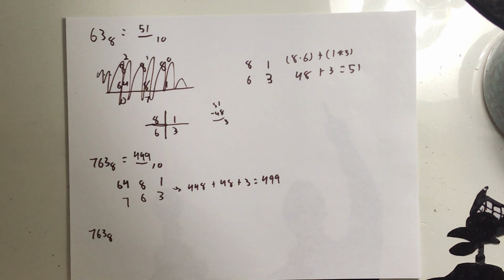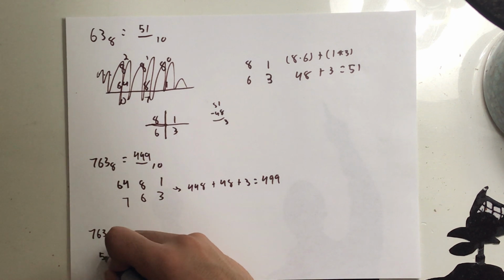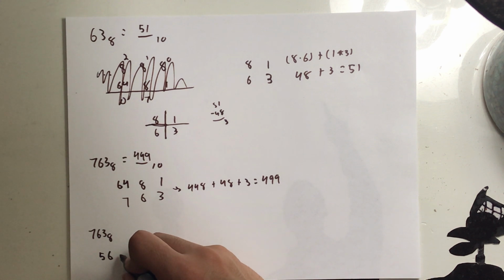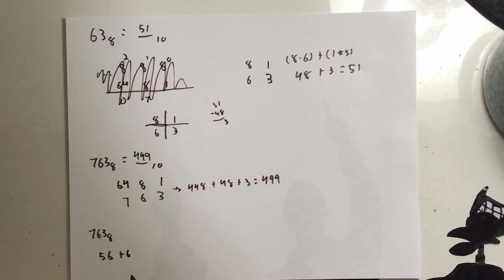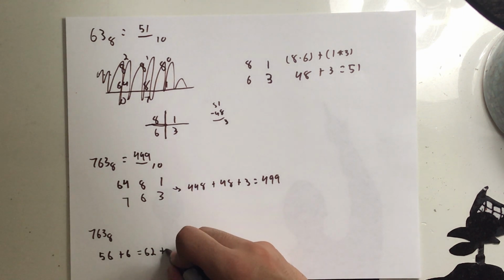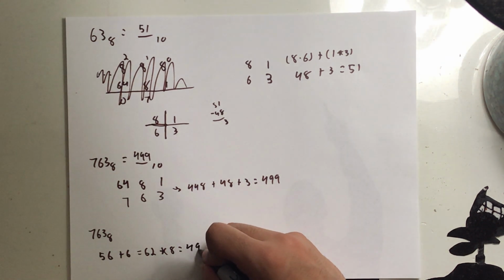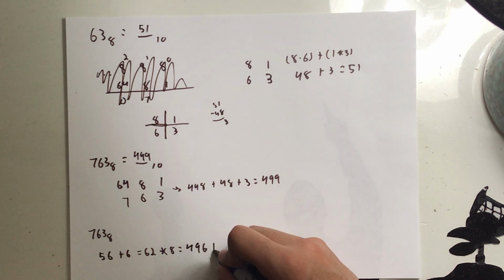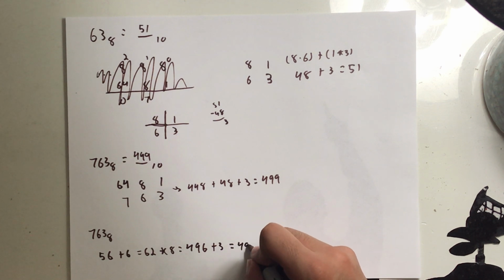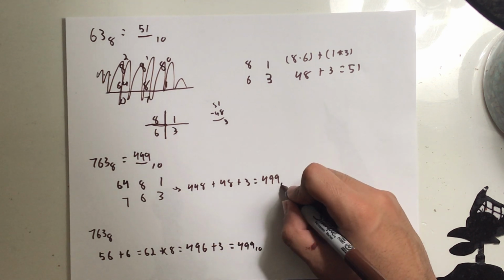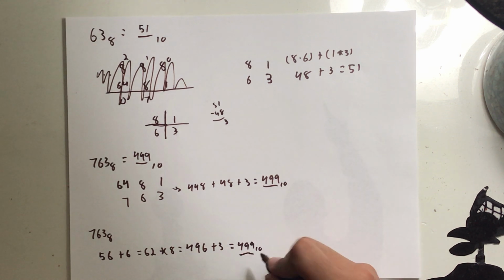So in this case, how are we going to convert this to base 10? Well, it's going to be 8 times 7, which is 56. And we're going to add that to the next digit, which is 6. And that is 62. And now we're going to multiply that by 8, which is 496. And we're going to add that to 3. And we get 499 in base 10, just like our answer here.